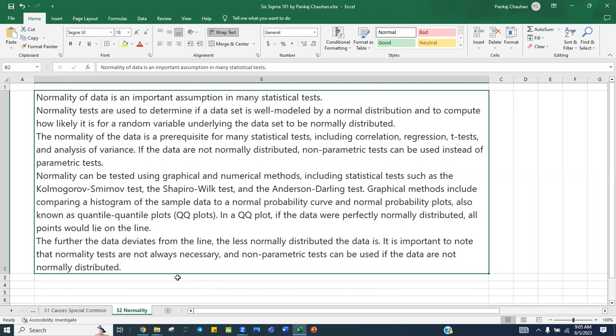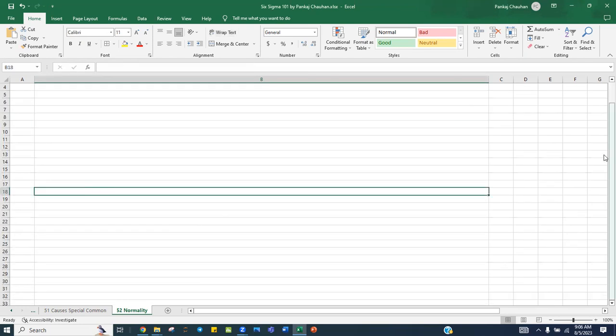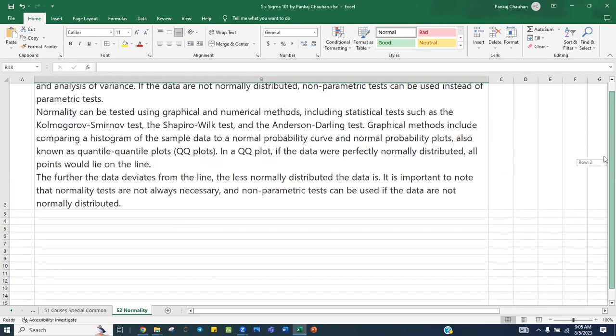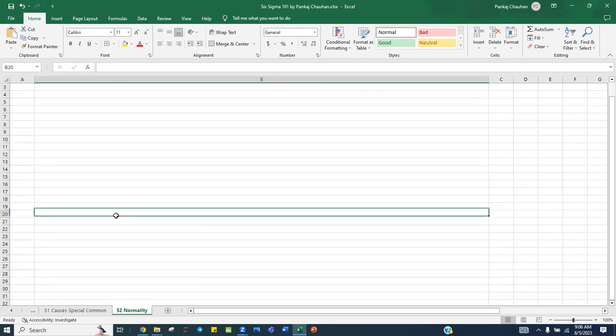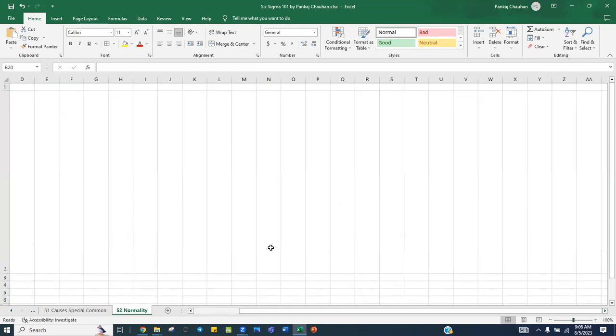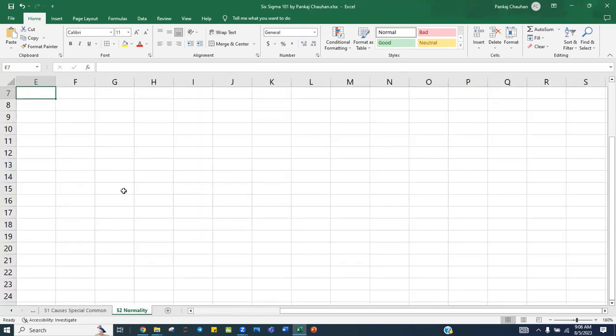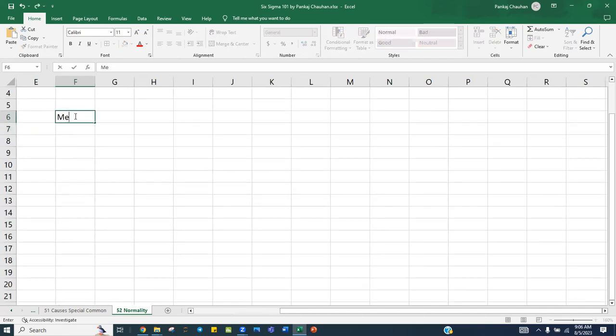So let us understand what the normal distribution of data is. We expect our process data, whatever we have collected, to show the bell curve. And what do we mean by bell curve data? In bell curve data, the mean is equal to the median is equal to the mode.